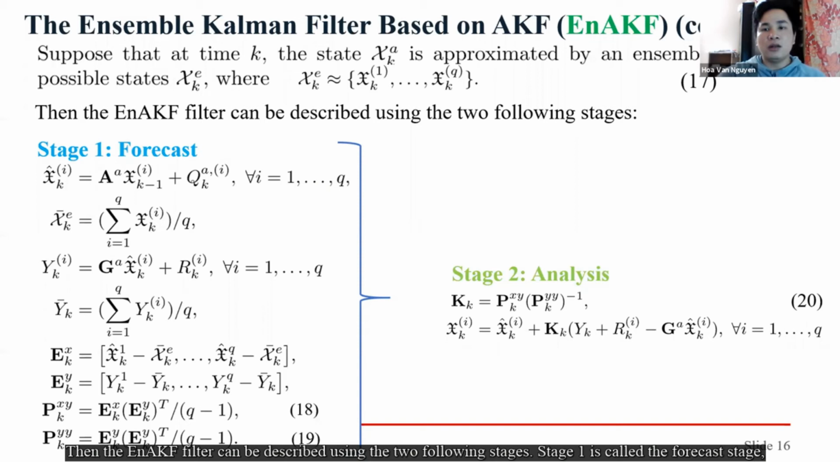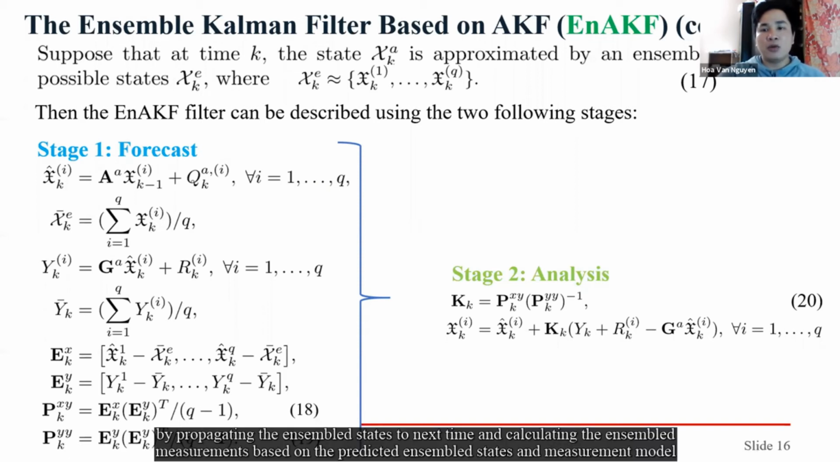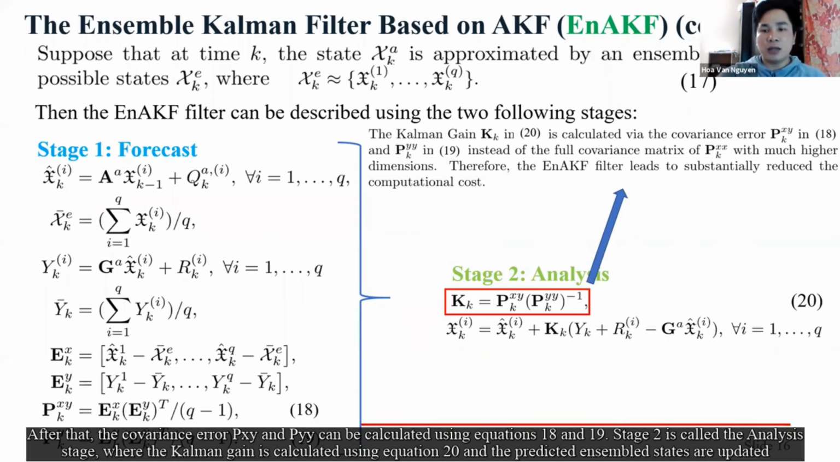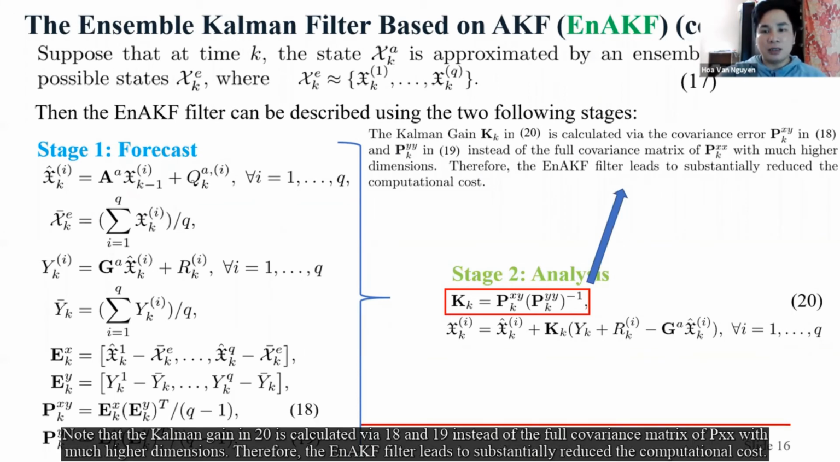Stage 1 is called the forecast stage, by propagating the ensemble states to next time and calculating the ensemble measurement based on the predicted ensemble states and measurement model. After that, the error covariances Pxy and Pyy can be calculated using equations 18 and 19. Stage 2 is called the analysis stage, where the Kalman gain is calculated using equation 20 and the predicted ensemble states are updated. Note that the Kalman gain in 20 is calculated via 18 and 19 instead of the full covariance matrix with much higher dimensions. Therefore, the ENAKF filter leads to a substantial reduction in computational cost.